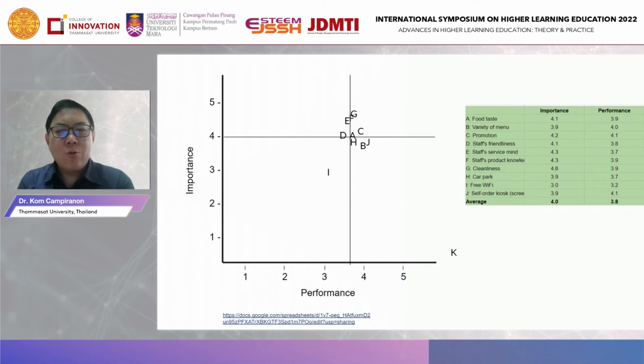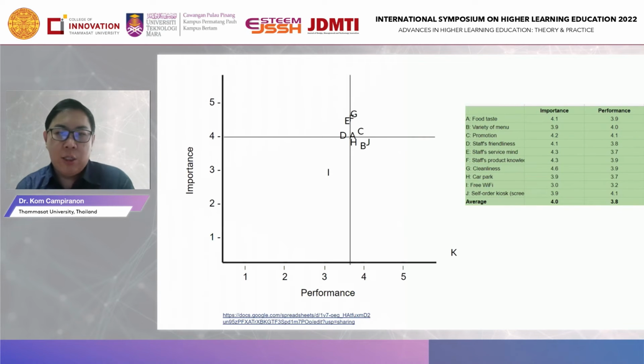Next, what McDonald's is already doing well is in the top right corner. An item they're doing well is A, food taste. Well, actually, food taste performance is lower than importance. Anyway, as I said, I'm doing this in a rush, so it might not be 100% accurate because of the decimal scores.